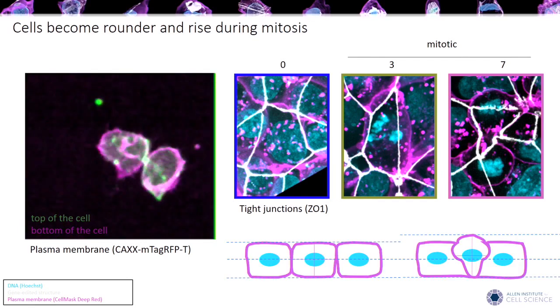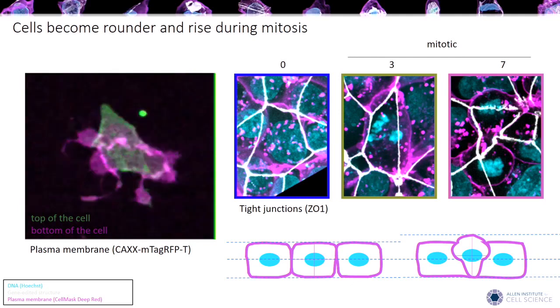So this is a model of how we're thinking the cell shape changes as cells divide. They're going from their normal position within the colony, they're rising up, they're maintaining their junctions, but underneath their junctions, they're significantly rounding up.